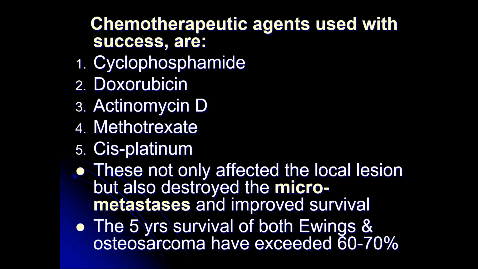Chemotherapeutic agents used with success. We all know about the cyclophosphamide, doxorubicin, actinomycin D, methotrexate, cisplatinum. These not only affected the local lesion, but also destroyed the micrometastasis and improved survival. The 5-year survival of both Ewing's and osteosarcoma has gone up to 60 to 70%. So imagine, in the past, they used to be between 10 and 15%. So you should imagine how much improvement has occurred.